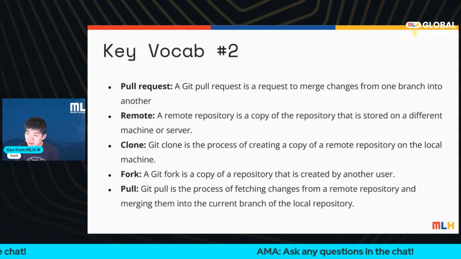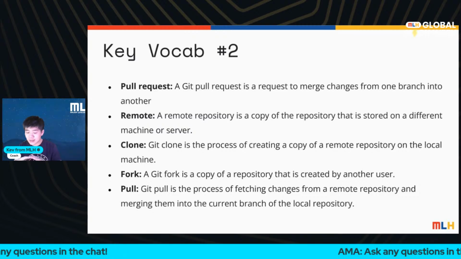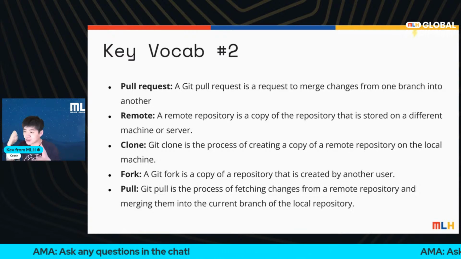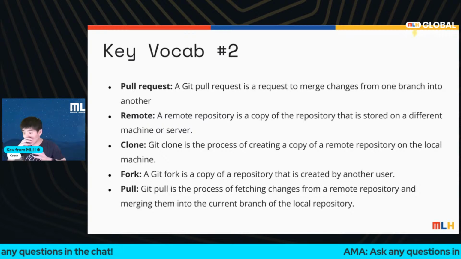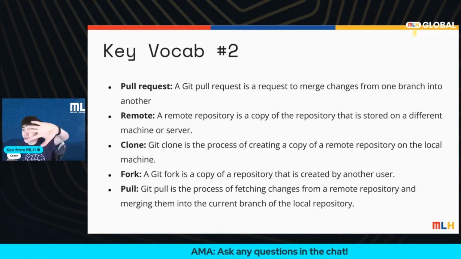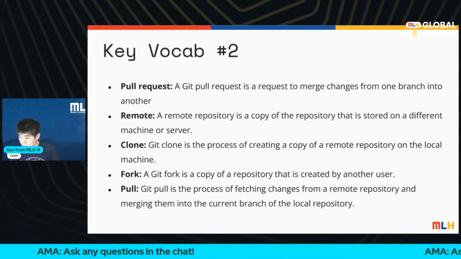A clone, I need to order these better so when I explain them it makes sense. But a clone is a process that Git does of making a copy of the remote repository onto a local machine, which is then your local repository, right? So if we wrap this all together, we'll create a repository on GitHub. We would then clone that repository down. So my root repository will be on GitHub. The cloned version will be down on your own local machine.